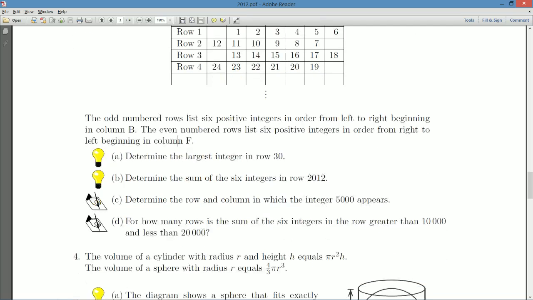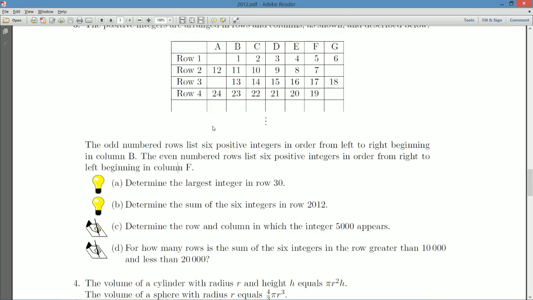That's our first question. So, we can't get down to row 30. I suppose we could, but we would run out of time because we'd be computing a lot of things. So what patterns can we notice here? Well, row 30 is an even-numbered row, so its largest number is going to be in column A. The 6 numbers in row 30 are going to be listed from right to left, starting in column F.